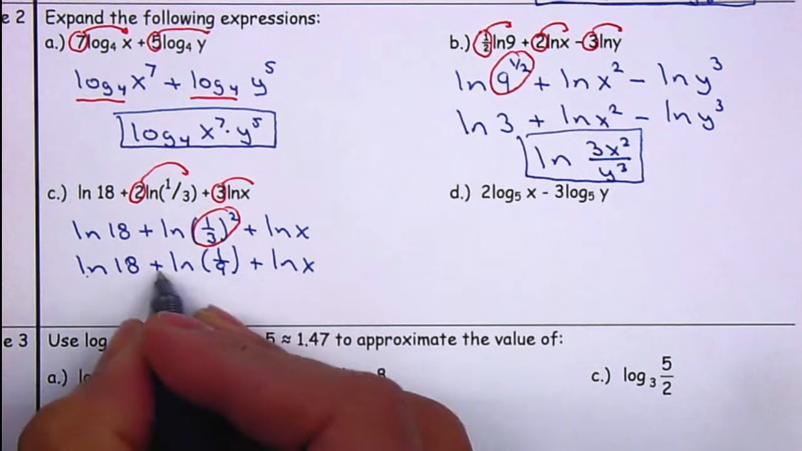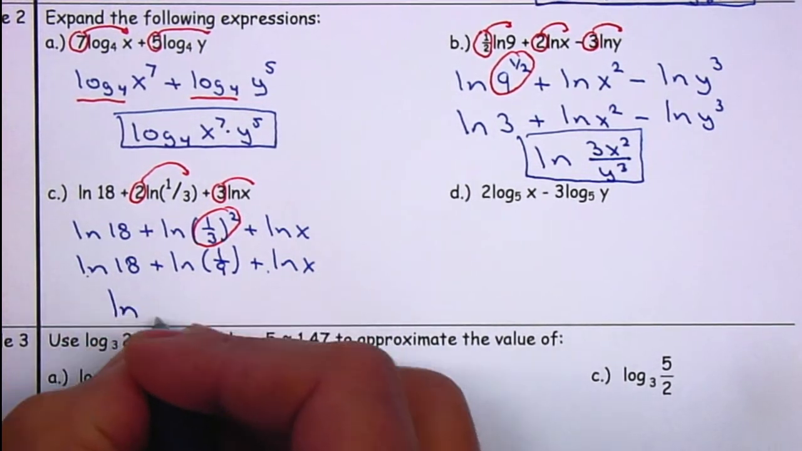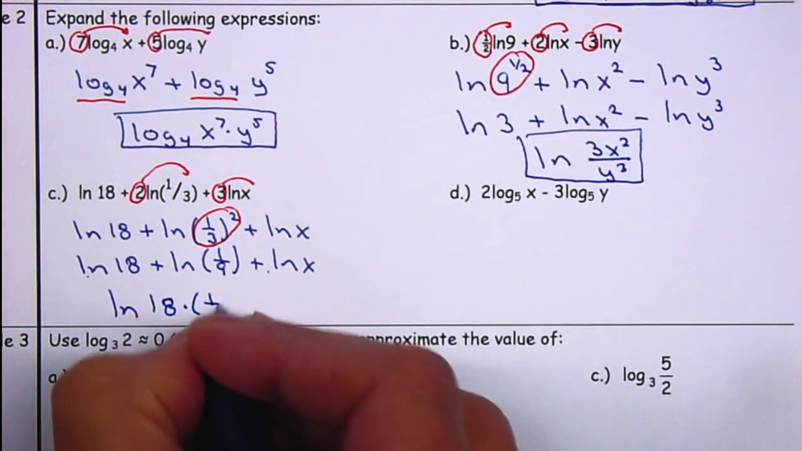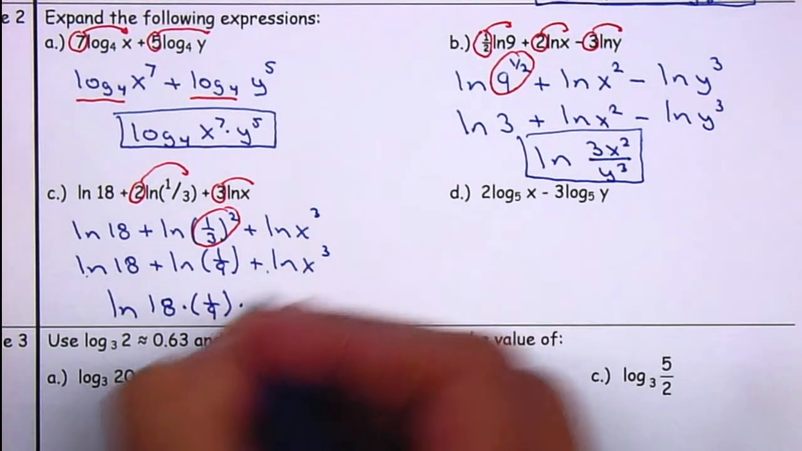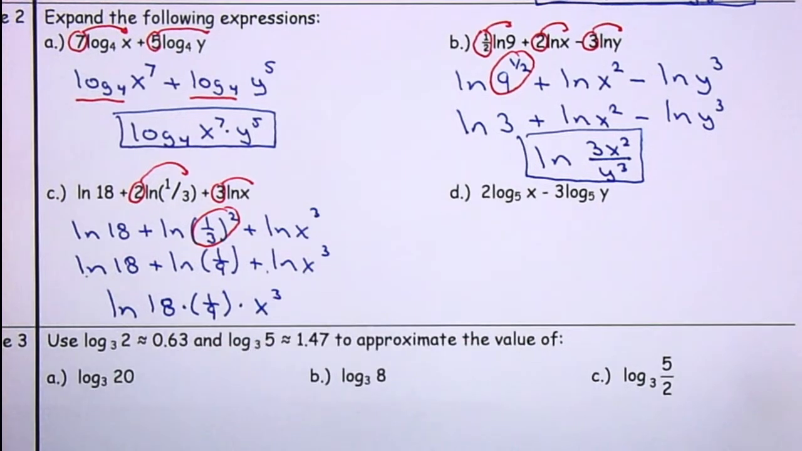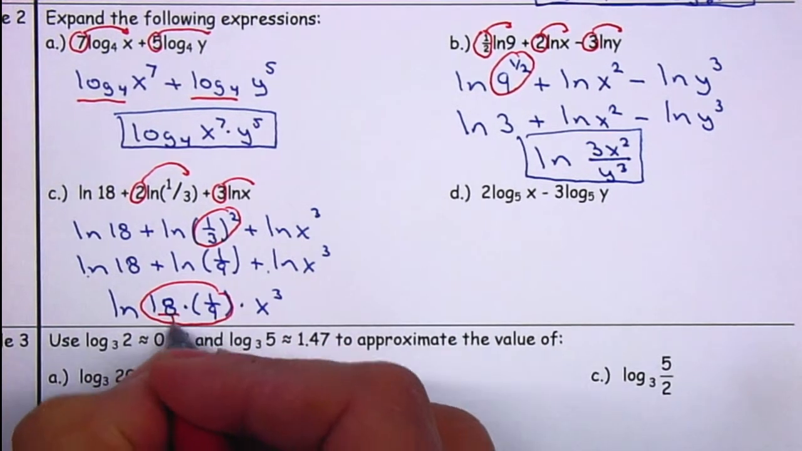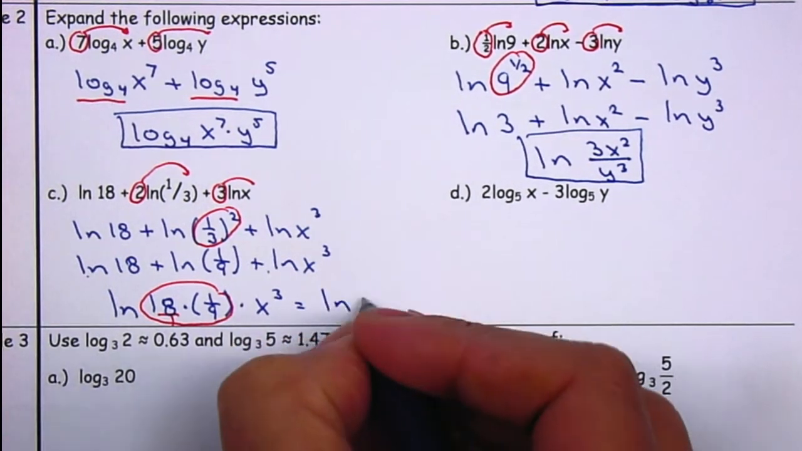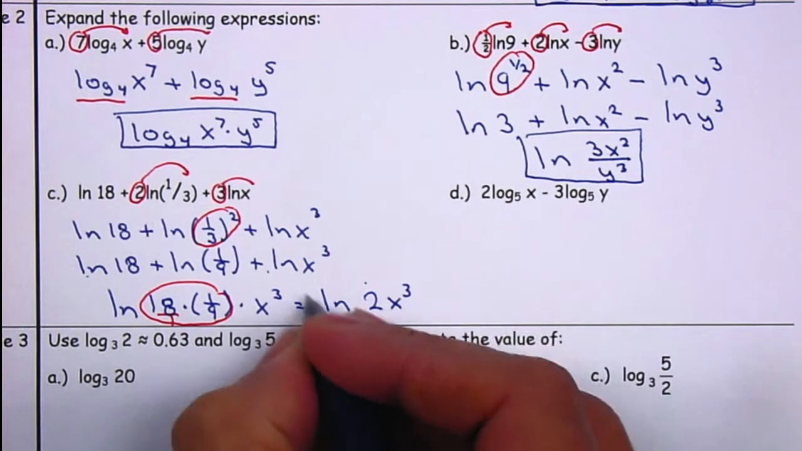Now we have 3 logs, they all are adding, so we're going to combine it into one log, and they're going to be multiplying. There'll be 18 times 1/9 times, oh, and I forgot to write down the 3, x to the third power. You can simplify this if you want to place it over 1 and just multiply the fractions. So it'll be 18 over 9. The natural log of 18 over 9, which is equal to 2x to the third power.